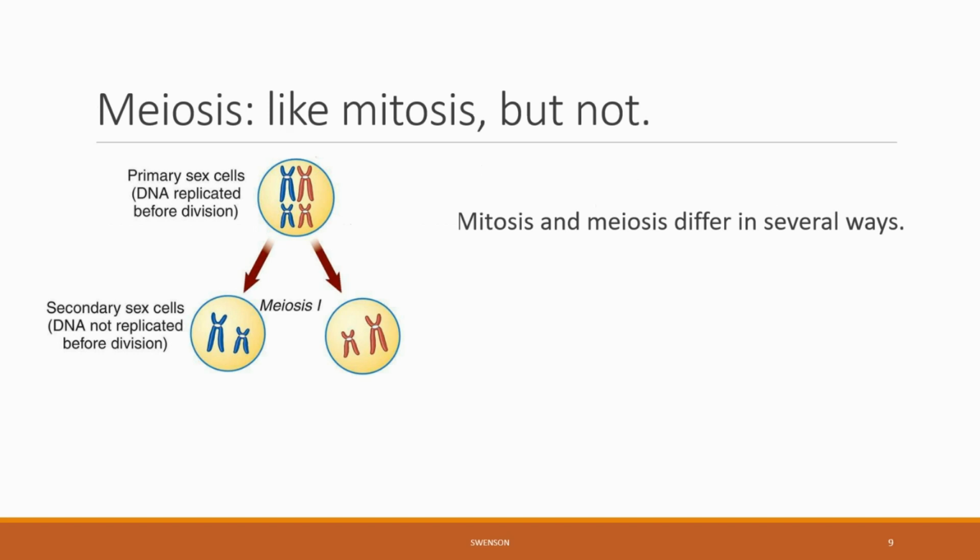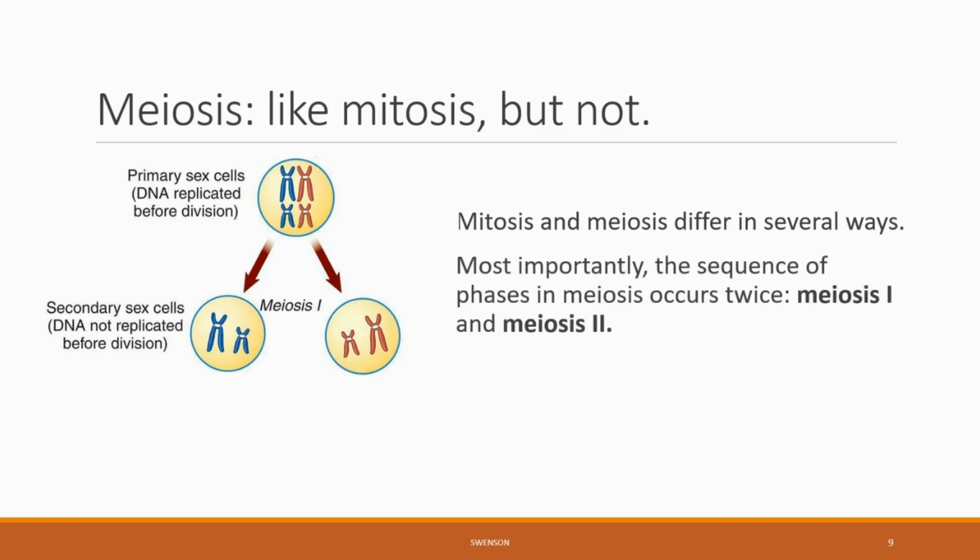Unlike mitosis, meiosis has two cellular divisions called meiosis I and meiosis II. At the top are primary sex cells. By now you should quickly be able to tell we are looking at sister chromatids in that cell. There are two homologous chromosomes, a pair at the top and a pair at the bottom of the cell.